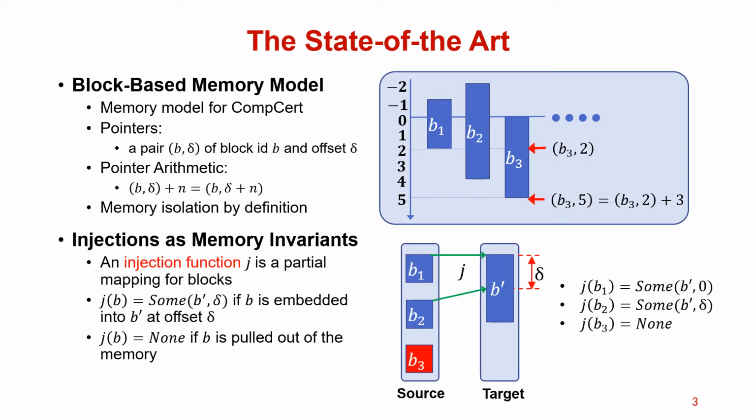Memory invariants are defined by injection functions, which are partial mappings from blocks to blocks plus offsets. The bottom right figure displays an example describing a certain memory transformation. The injection function j maps the source block b1 into the beginning of the target block b', and b2 into the middle of the target block b'. The source block b3 is dropped because it is not in the domain of the injection function.